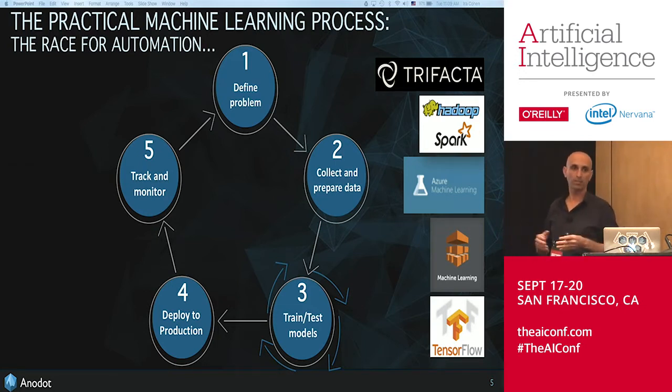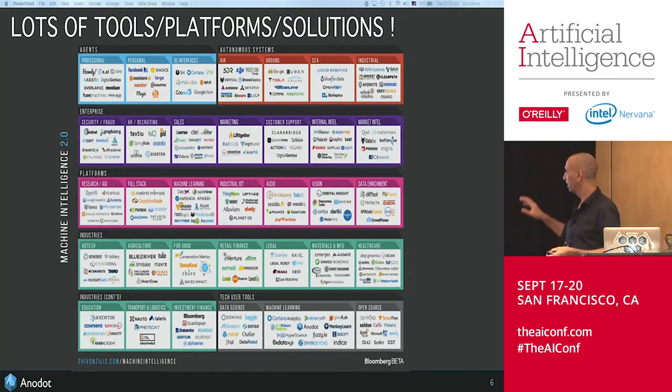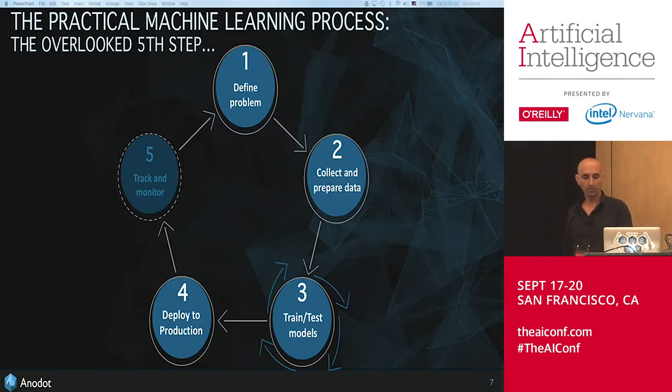So there is a race for automation of this whole process. Data scientists, machine learning experts are scarce. There aren't a lot. And there are a lot of tools out there that are trying to help improve and accelerate this whole process so companies can actually get the value as fast as possible and as automatically as possible. And the landscape, this is from a year ago, but I think if we did the landscape of machine intelligence, of platforms and systems that are doing machine learning today, it's probably four times the size of this slide in terms of number of companies doing it. And it's good, because that's the way it should be. That shows that this area is maturing. But, and of course there is a but, otherwise my talk would not be interesting, there is a fifth kind of overlooked step.